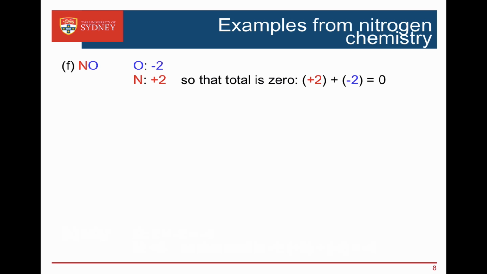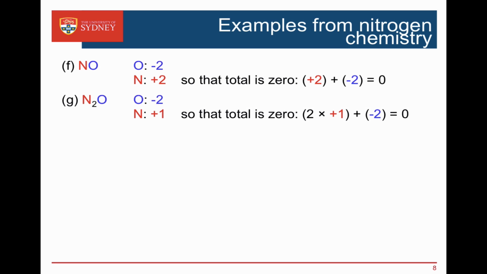NO, -2 on the oxygen, +2 on the nitrogen. N2O, -2 on the oxygen. There's 2 nitrogens, each one must be +1. 2 lots of +1 and a -2 gives us a total of 0. N2 itself, well, it's an element, the elemental form of nitrogen, and so it's a 0.